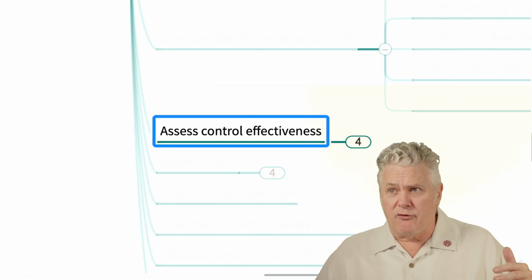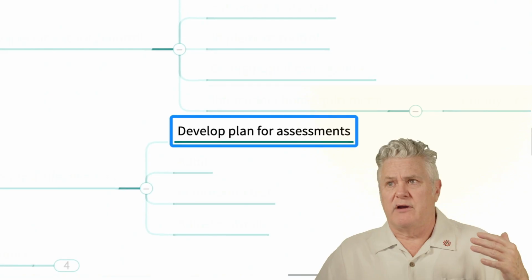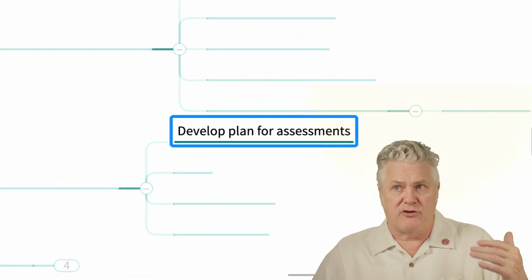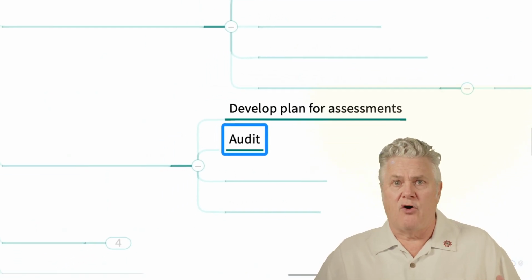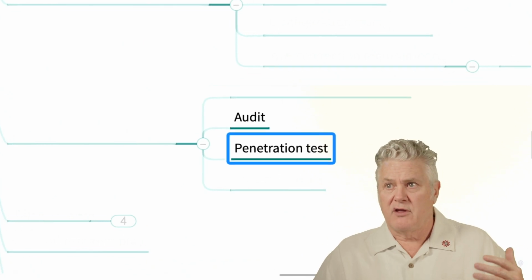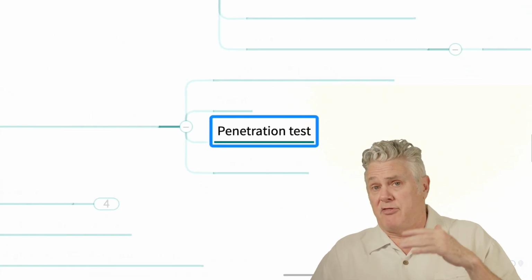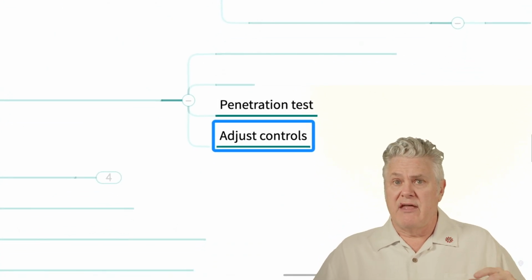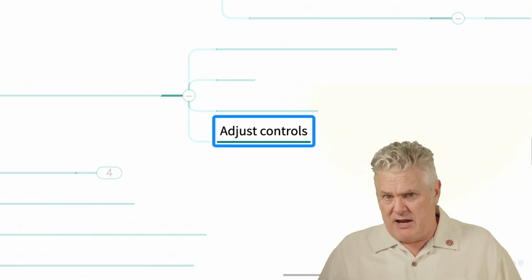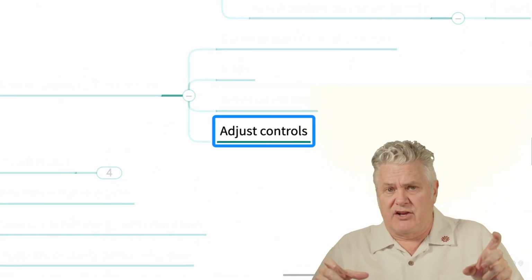Is it working well for us? What is its effectiveness at this point? So we're going to have to develop a plan for assessments that's going to include audit, usually from third parties, penetration testing that could be from third parties or internally. And then remember, once we find that information, we need to adjust that control.